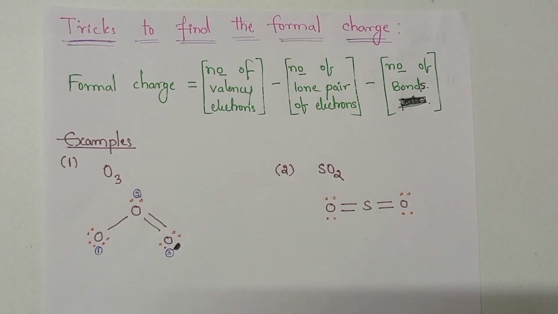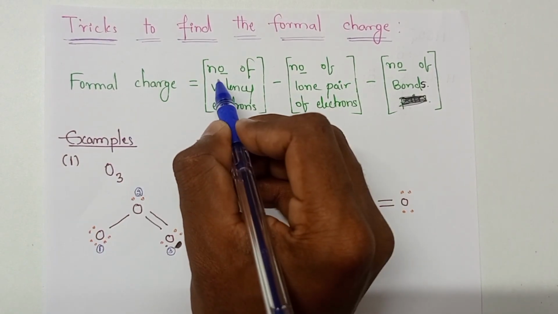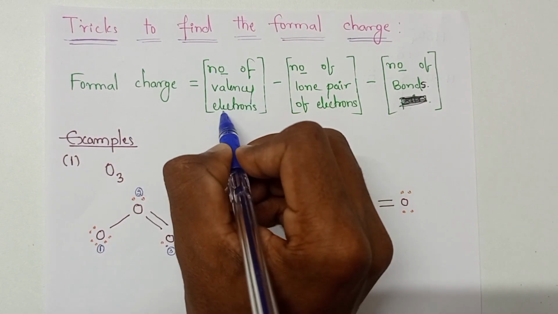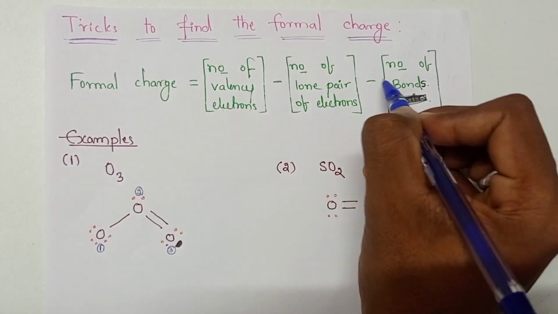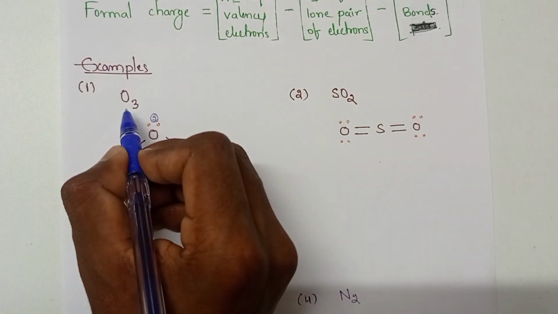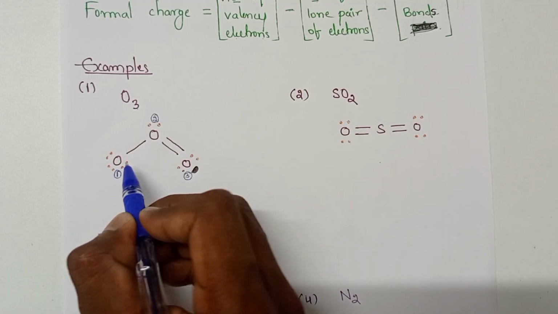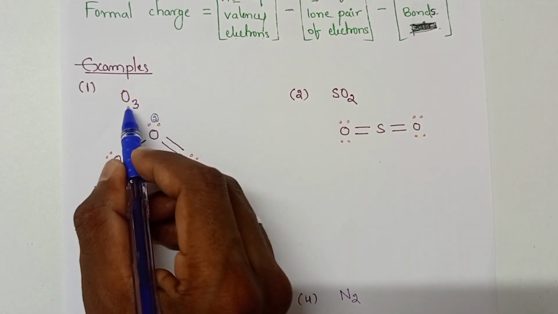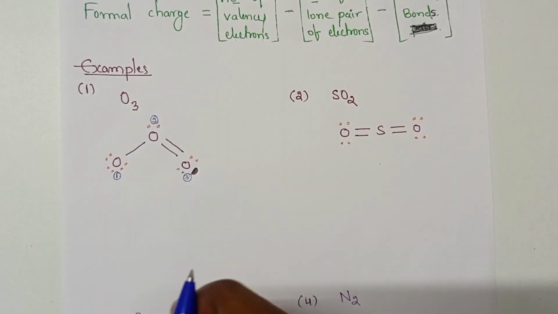We are going to discuss formal charge. With the help of one formula, we can easily calculate the formal charge. The formula is: number of valence electrons minus number of lone pair electrons minus number of bonds. Take for example the O3 molecule. First we write the Lewis dot structure for this molecule. This is the Lewis dot structure of the O3 molecule.